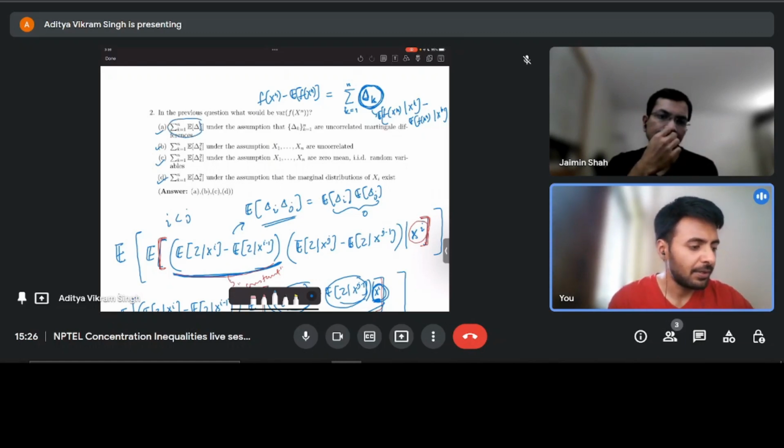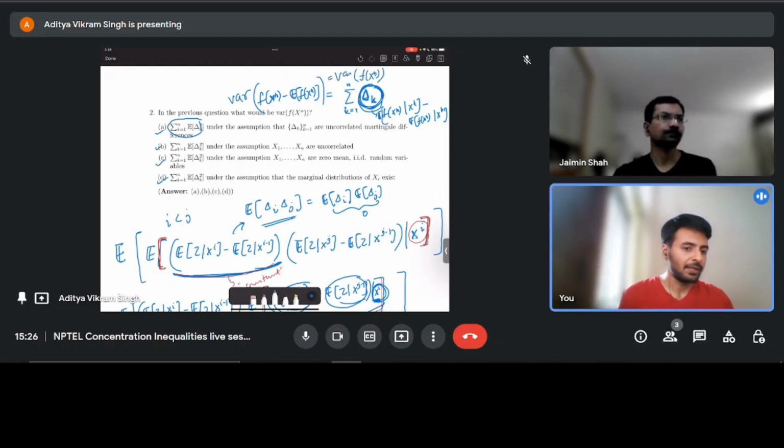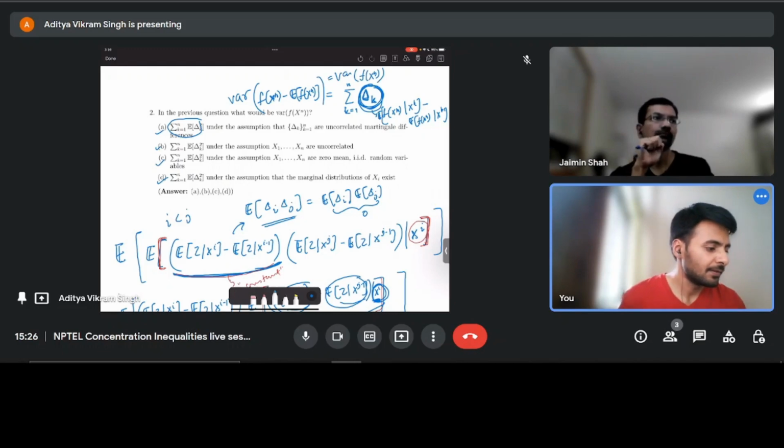Uncorrelatedness did not require independence. So even if you're working on a problem and x1 to xn are not independent, you can still use this uncorrelatedness and relate the variance of this to the sum of variances of this. And this would be like the variance of f(xn) minus its expectation, which is the same as the variance of f(xn), because adding or subtracting a constant does not affect the variance.